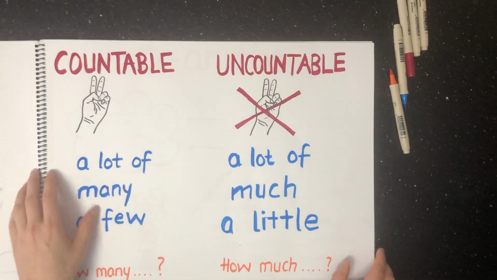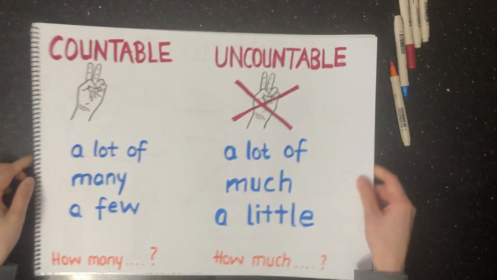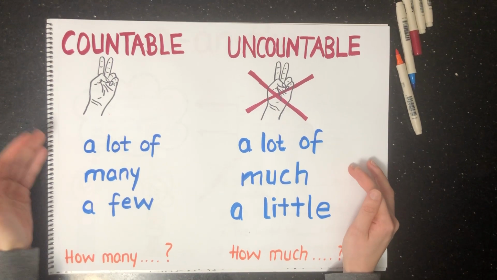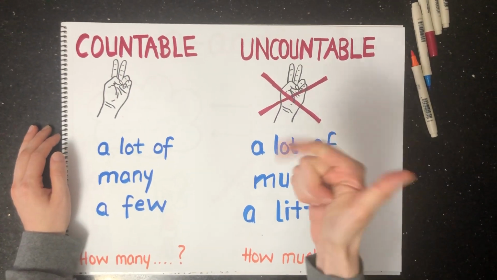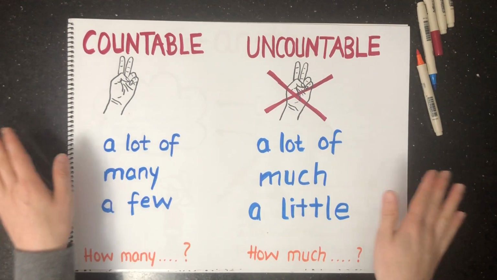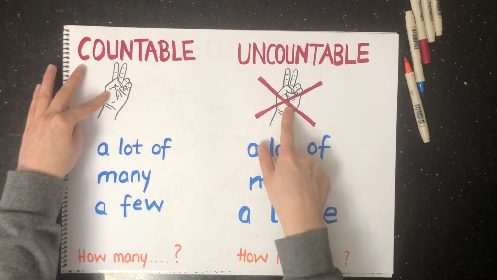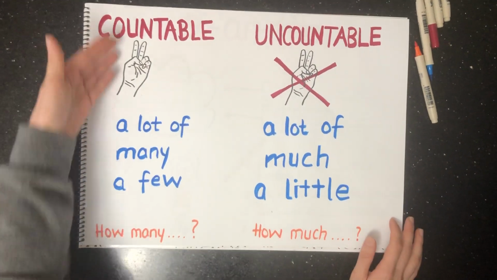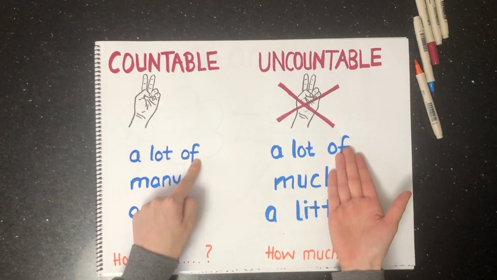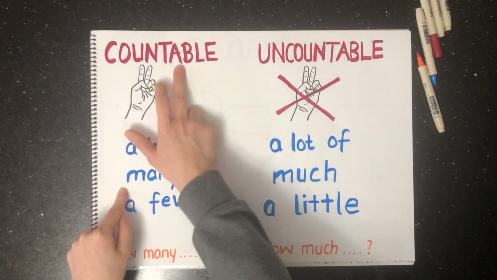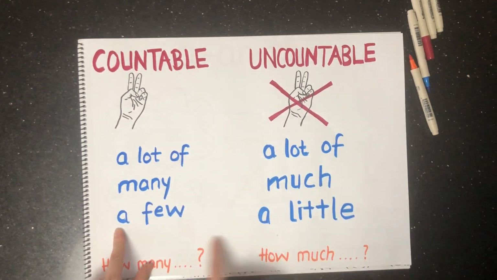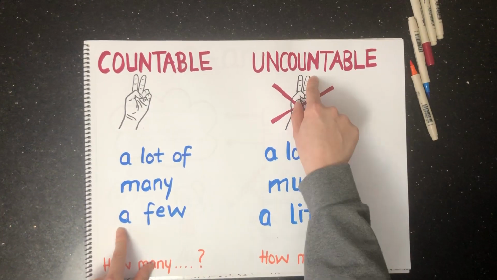And then we have the countable and uncountable. From unit 5, this is the last topic, I think. Okay, friends, countable, you can count. 1, 2, 3, 4, 5. Uncountable, you can't count, okay? Countable, you can. Uncountable, you can't. Okay, which one do we use for countable? We use a lot of, which we also use for uncountable. We use many for countable, but much for uncountable. We use a few for countable, but we use a little for uncountable.